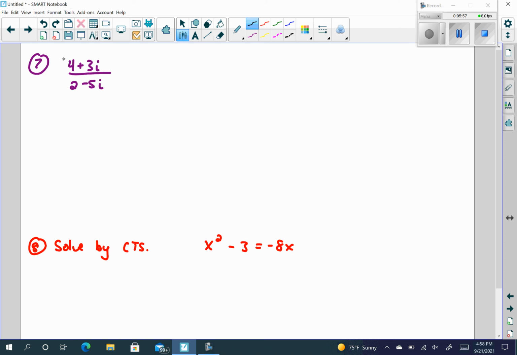All right, for number 7, we've definitely practiced plenty of these in class. We see two complex numbers here, but we can't leave an i in our denominator, so because they're binomials, put them in parentheses. I need to multiply by the conjugate of the denominator, so that becomes a 2 plus 5i.